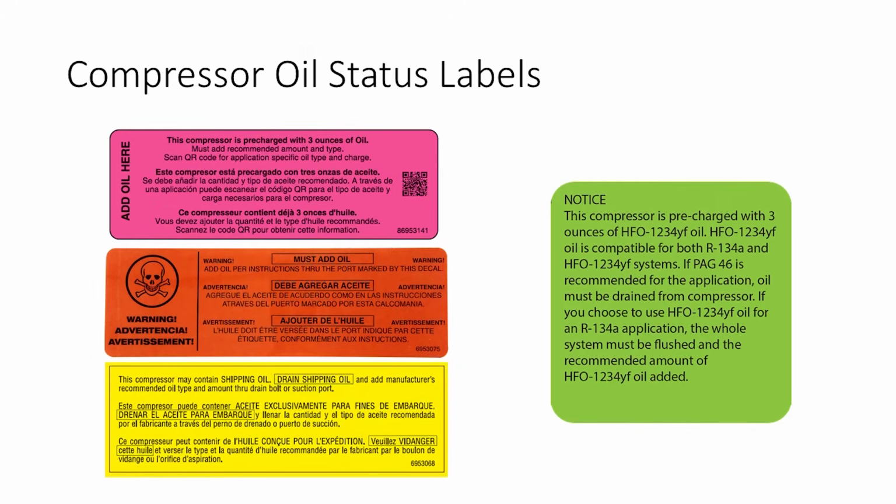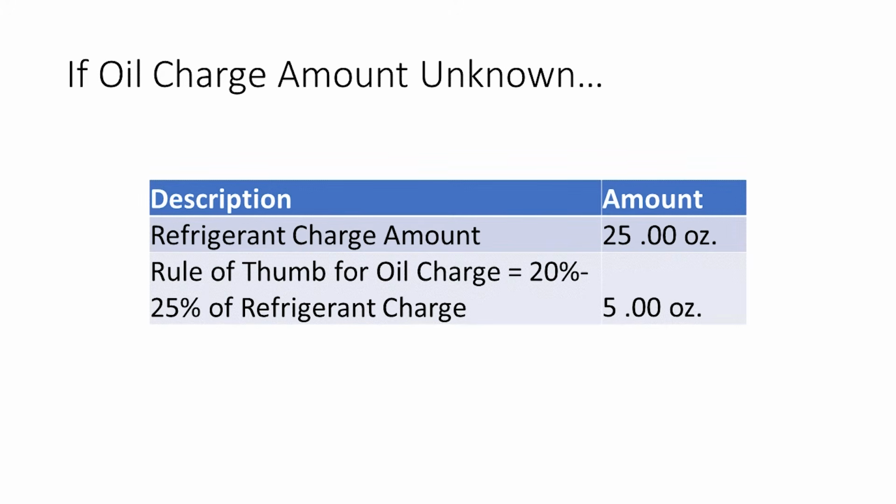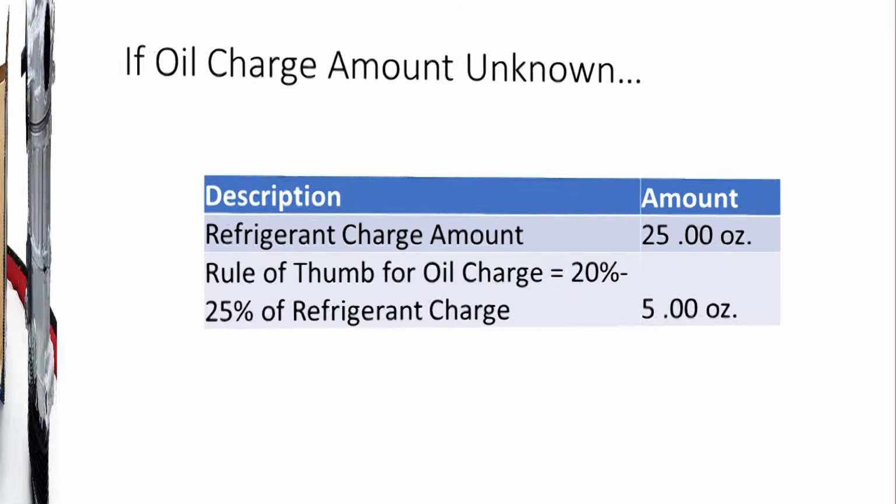Don't forget to take account of any oil already in the compressor by referring to the colored label. If for some reason you do not have the specific oil amount specification, a rough rule of thumb is a ratio of at least 20% oil to refrigerant by volume. For example, a system that calls for 25 ounces of R134A would require 5 ounces of oil.